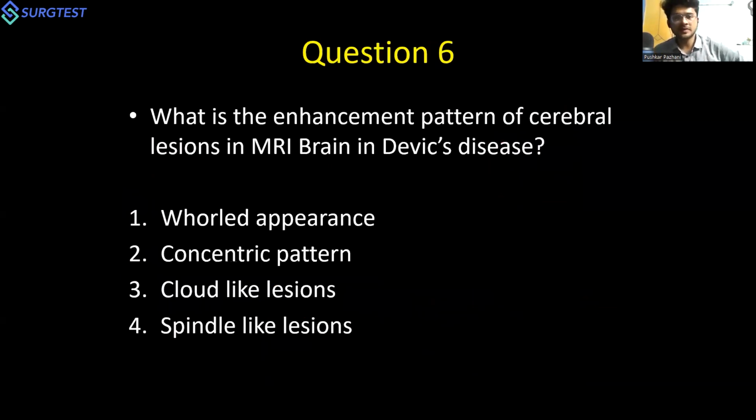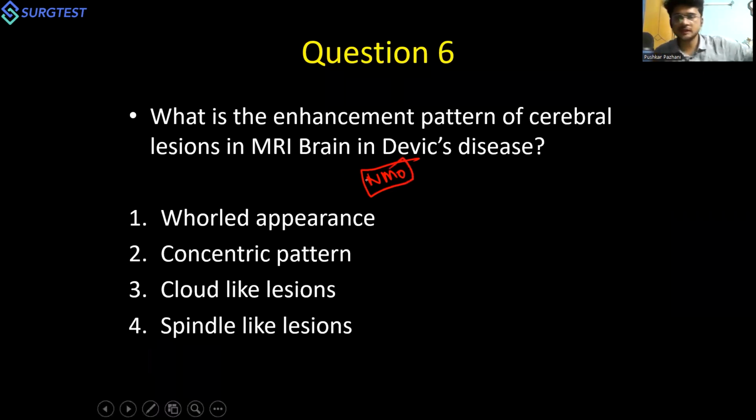Okay, so we'll go to question number 6. What is the classical enhancement pattern of the cerebral lesions in the MRI brain in Devic's disease? Devic's disease is nothing but, I think most of you already know, a synonym for NMO. Good, we have many people giving the right answer. That's great. It's given only in very passing mention in Harrison, but it's important since it's a named imaging feature. So it's very likely to be an MCQ. Great. Most of you are giving the right answer.